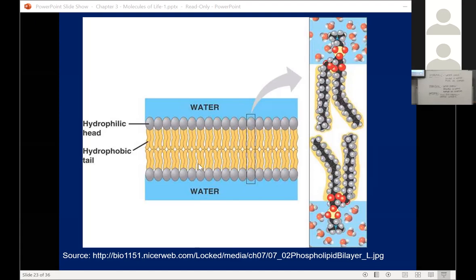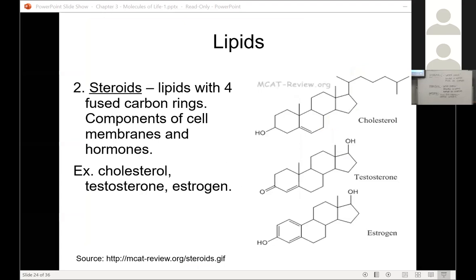All right, so the last kind of lipid that we're going to consider are called steroids. Steroids are lipids with 4 fused carbon rings. We can see them here: 1, 2, 3, 4. They all share that structure. We have different kinds of steroids, but they all share this fused four-ring structure. These can be components of cell membranes, or they could be hormones.